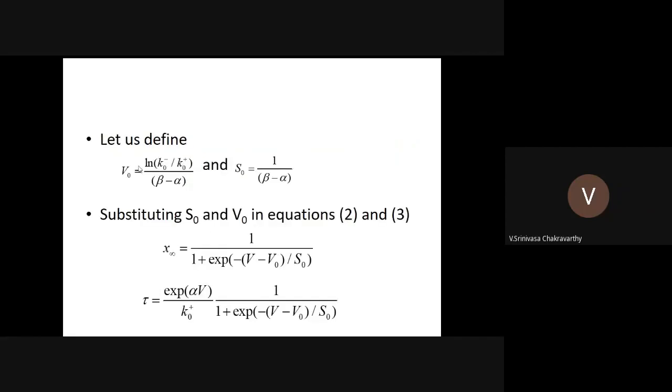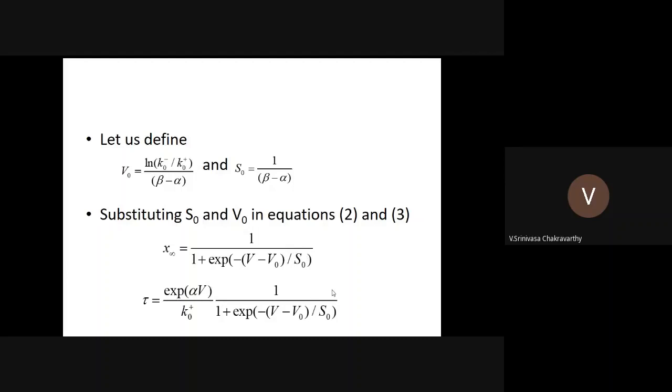Now we define these two quantities, V naught and S naught, which are dependent on beta and alpha. S naught is dependent on beta and alpha. V naught is dependent on not only beta and alpha, but also k naught minus and k naught plus. If you substitute this V naught and S naught into these expressions, you get slightly more compact expressions. X infinity is equal to 1 by 1 plus exponential of minus (V minus V naught) by S naught. This function, as you might have noticed, is called the logistic function, which has a saturating property. That means on one side it will go to 0, on the other side it goes to 1. Also, it depends upon the sign of S naught. So we'll see that in a minute.